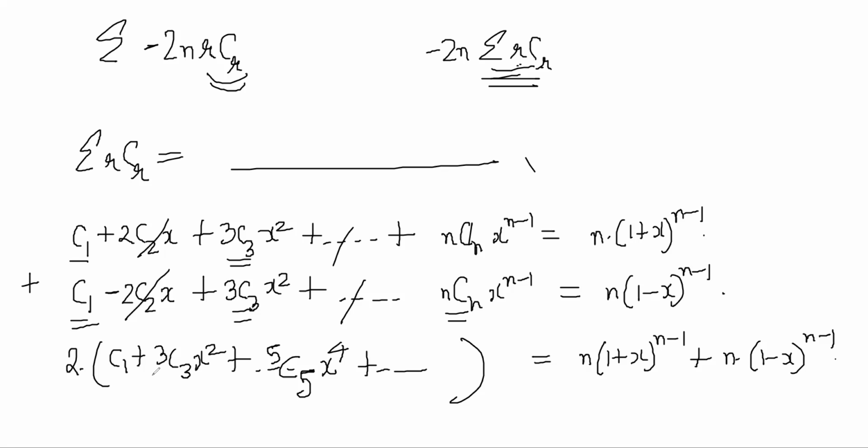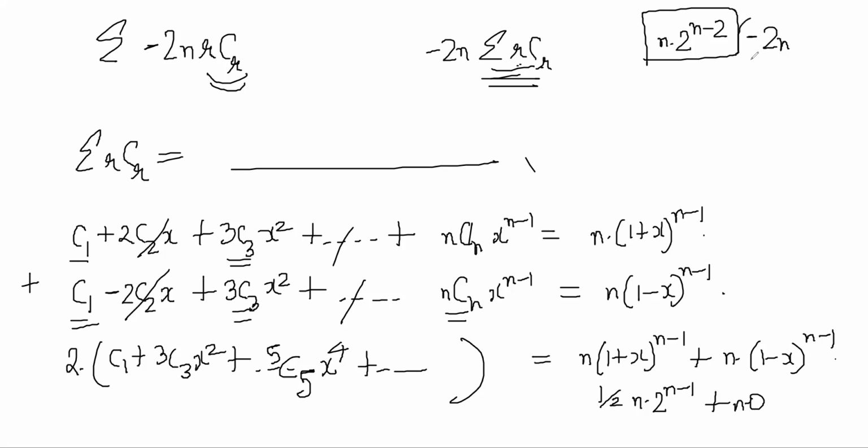And put x equal to 1 here. You get n into 2 power n minus 1 plus n into 0, divided by 2. So n into 2 power n minus 2 is that part, but you have to multiply by minus 2n also. The first part was n square into 2 power n minus 1. This part is this, and the last part we have just done on the previous page. Are you understanding? Understood.